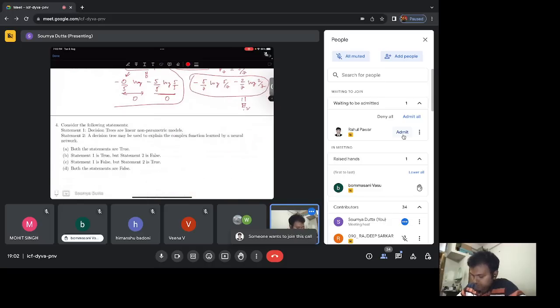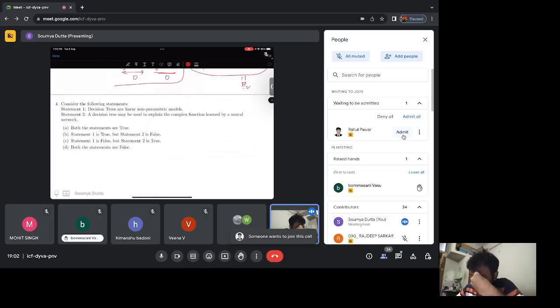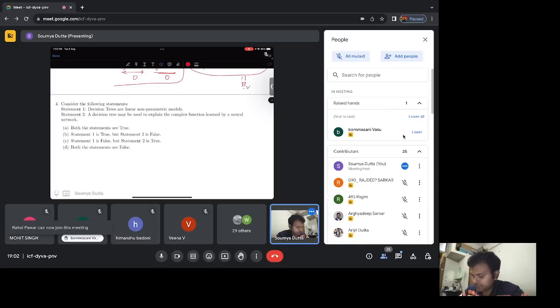So the next question is an assertion-reason type of question. The first statement: decision trees are linear non-parametric models. The second: a decision tree may be used to explain the complex function learned by a neural network. I'll come to the second statement; I don't think it is. You would be able to answer this also, but the first one: can somebody say whether this statement is true or false? Decision trees are linear non-parametric models.